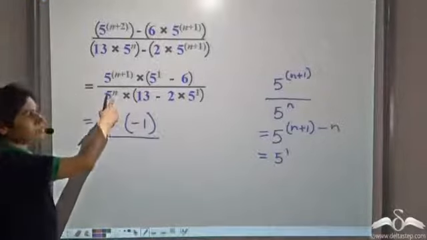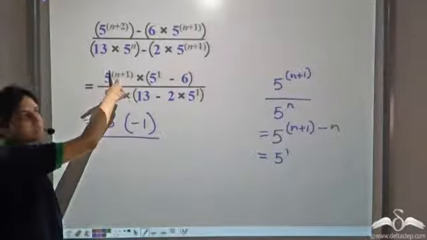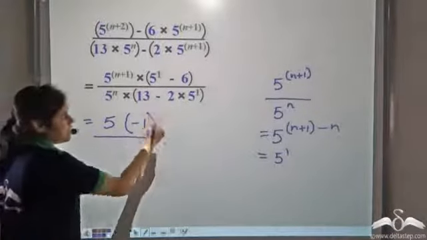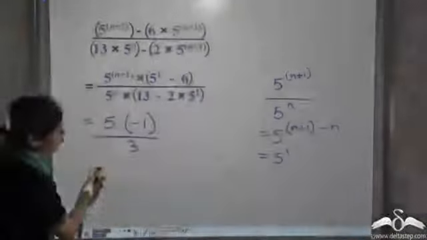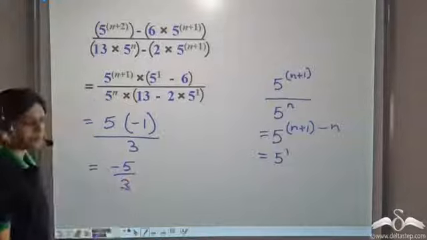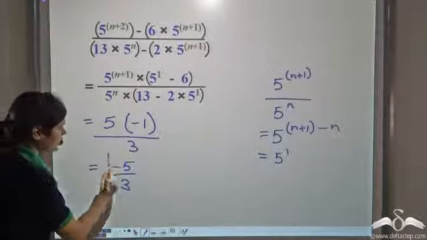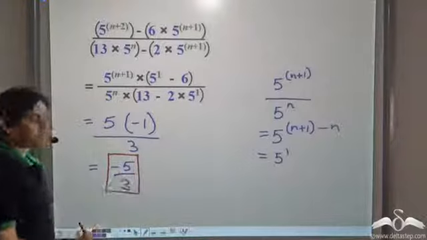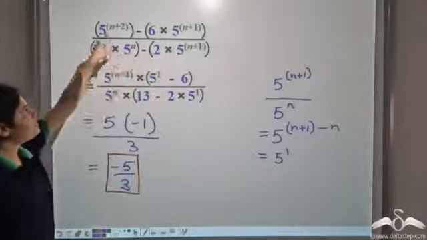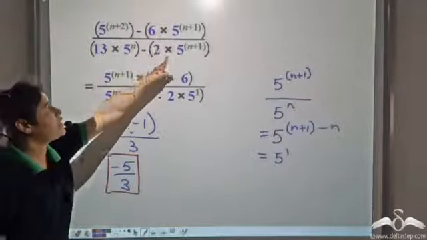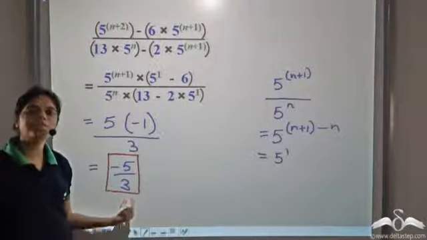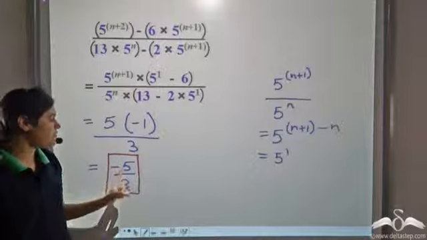In the denominator, this 5 has already been cancelled with this. 13 minus 10. 13 minus 10 is 3. Now this gives us negative 5 by 3. So this is the solution, or this is the simplified form of this expression. We see that although we had an n, all the n's get cancelled among themselves, and finally we are left with this constant term, which is negative 5 by 3.